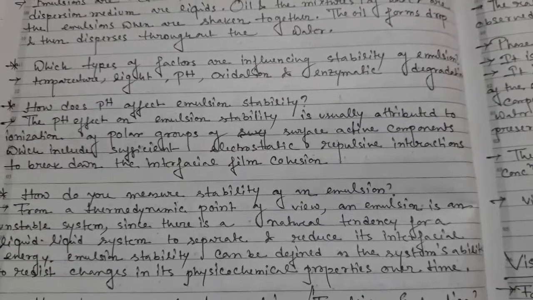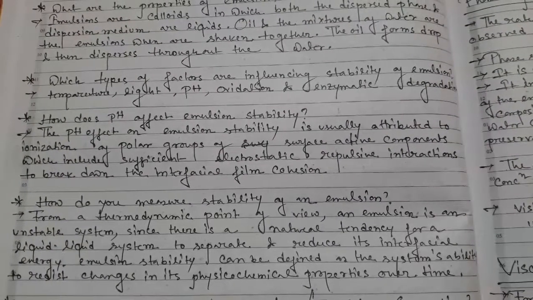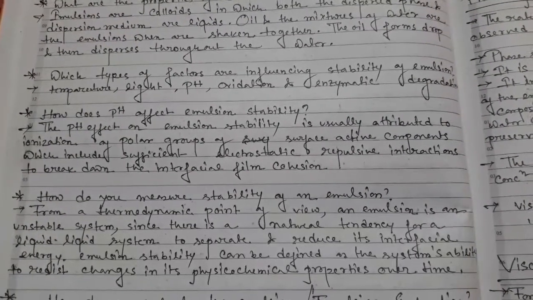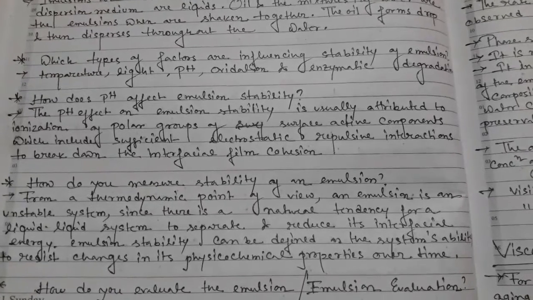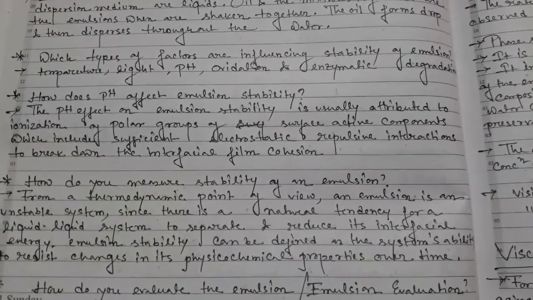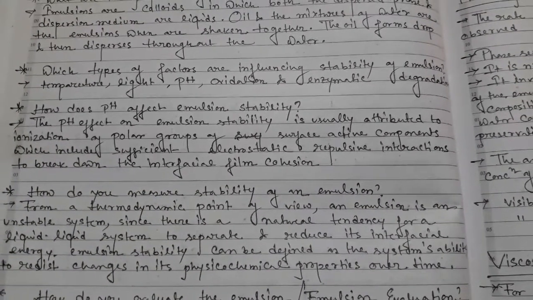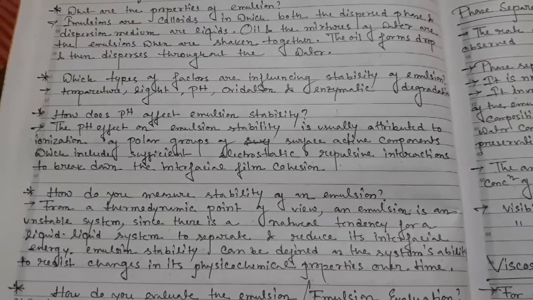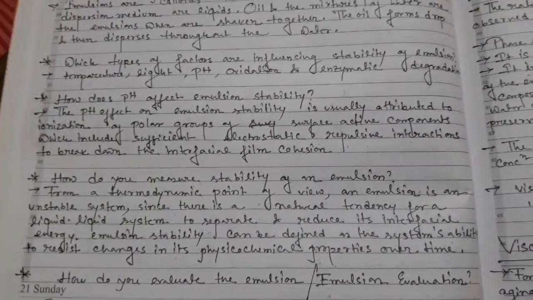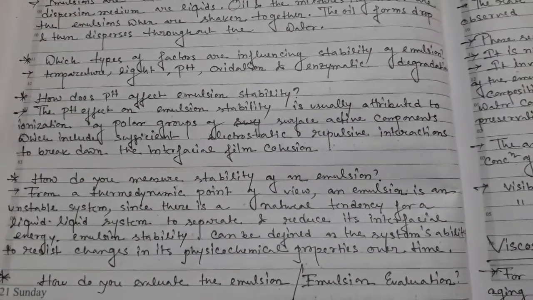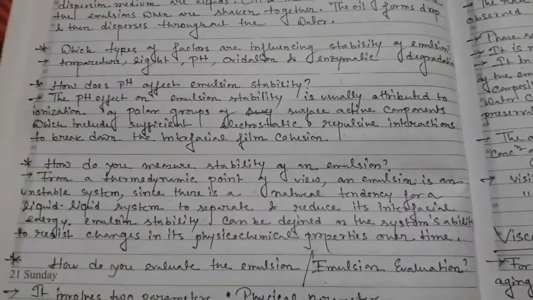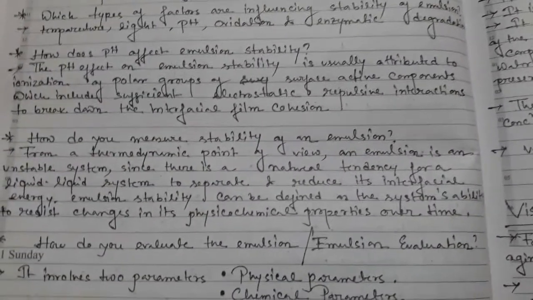Which types of factors influence the stability of emulsion? Temperature, light, pH, oxidation. How does pH affect emulsion stability? The effect of pH on emulsion stability is usually attributed to ionization of polar groups of surface-active components, which breaks down the interfacial film cohesion.